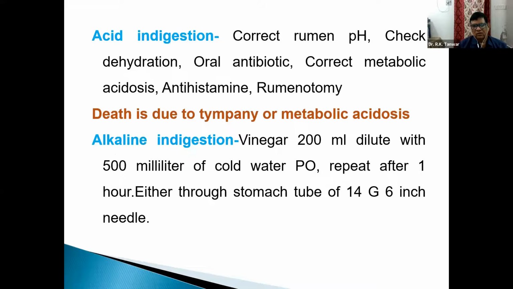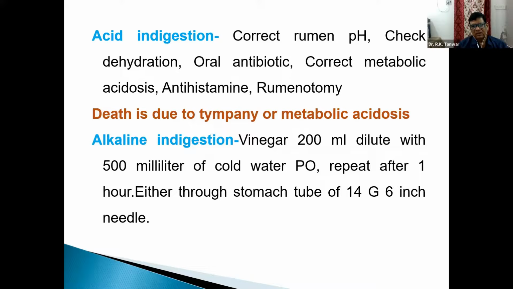There are two things here. If you give soda bicarb orally, the rumen pH will become more acidic, because soda bicarb breaks down and there is liberation of carbon dioxide. But for intravenous use, we have to give 1.3% sodium bicarbonate, even up to 1 liter or 2 liters. We have to correct the dehydration with normal saline or electrolytes.